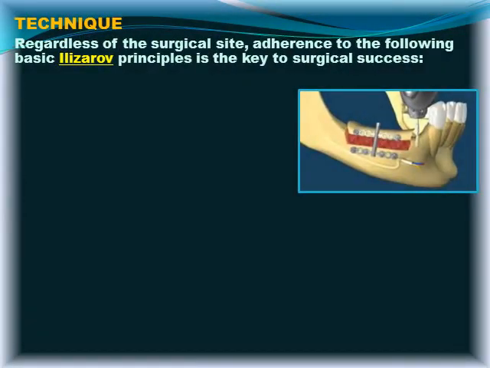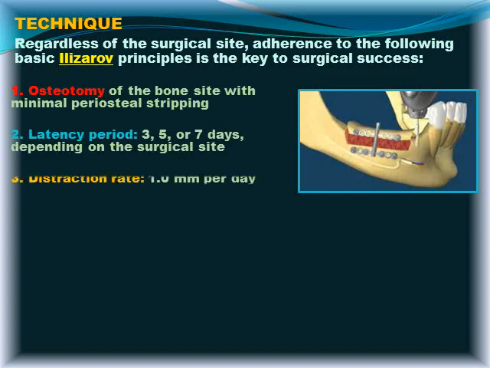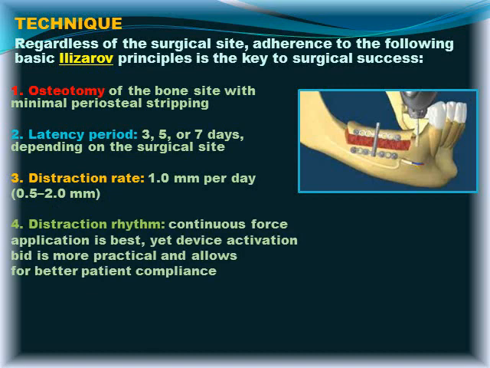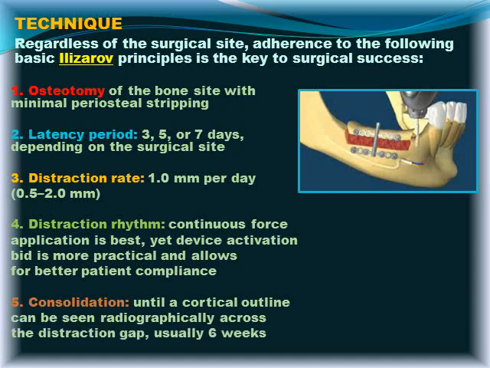This technique of gradual distraction is based on the Ilizarov principle. Ilizarov was an orthopedic scientist who was the first to introduce this technique of forming new bone by gradual distraction with osteotomy, latency period, distraction rate, distraction rhythm, and consolidation period, in which we will leave the distractor in place as a retention or fixation means until completing the consolidation of the bone.